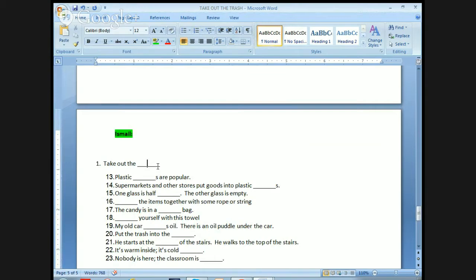Take out the trash. Okay. Plastic bags are popular. Supermarkets and other stores put goods into plastic bags. One glass is half empty, the other glass is empty.